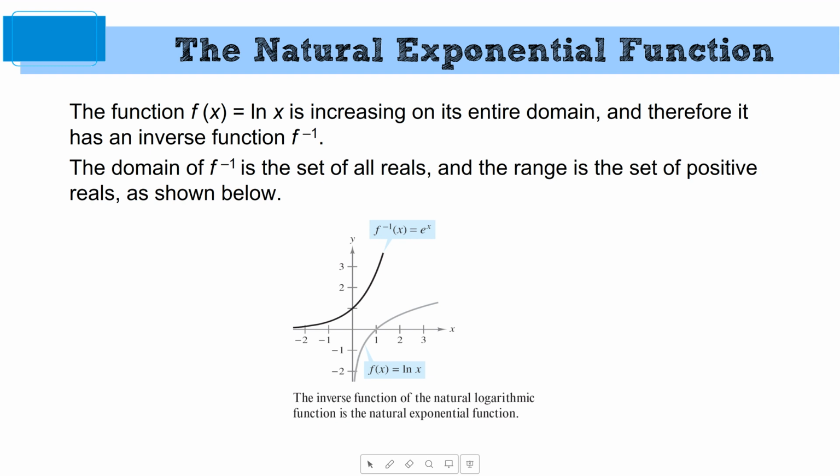So remember, the domain of e to the x is the same as the range of the natural log of x because they're inverse functions. The range of e to the x is the same as the domain of the natural log of x because of what we did yesterday.